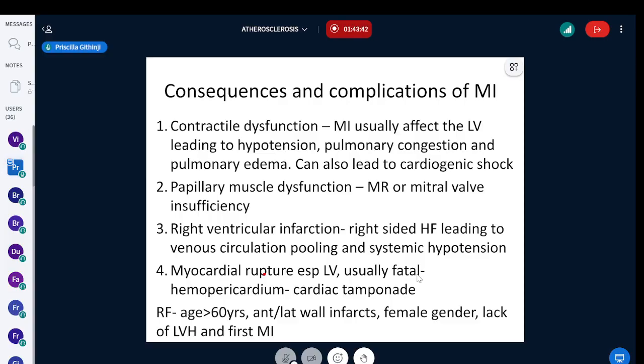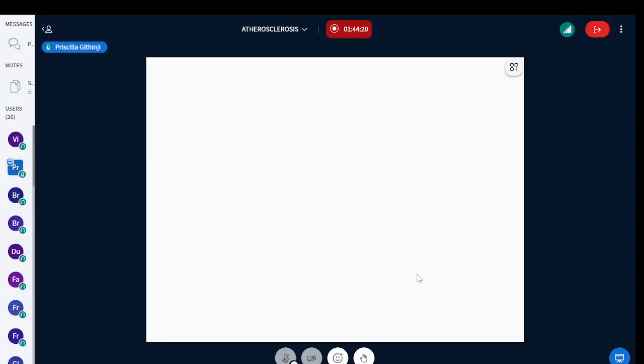You can have myocardial rupture. When you have a rupture of the myocardium, the blood that is within the heart goes into the pericardial space and you get cardiac tamponade. For myocardial rupture, there are usually several risk factors. For example, if the patient is more than 60 years of age, if the infarct is affecting the anterior or the lateral wall, for female patients, and for those who don't have left ventricular hypertrophy, and in the first myocardial infarction, they're more likely to suffer from myocardial rupture.